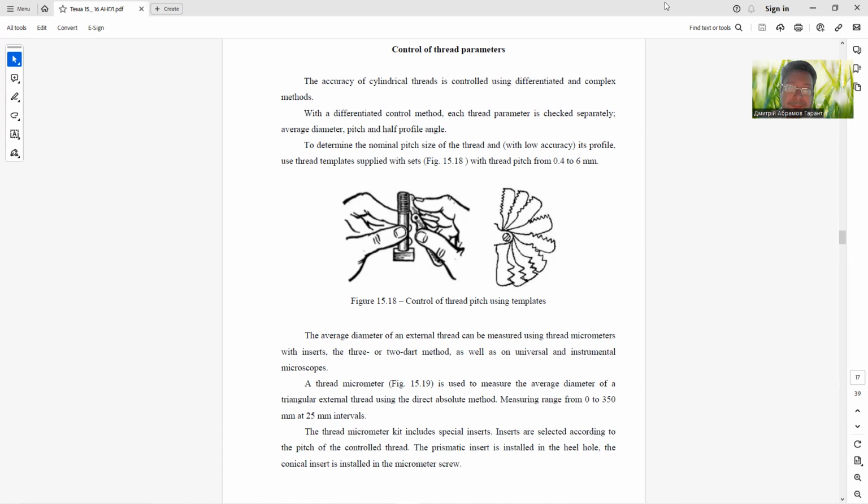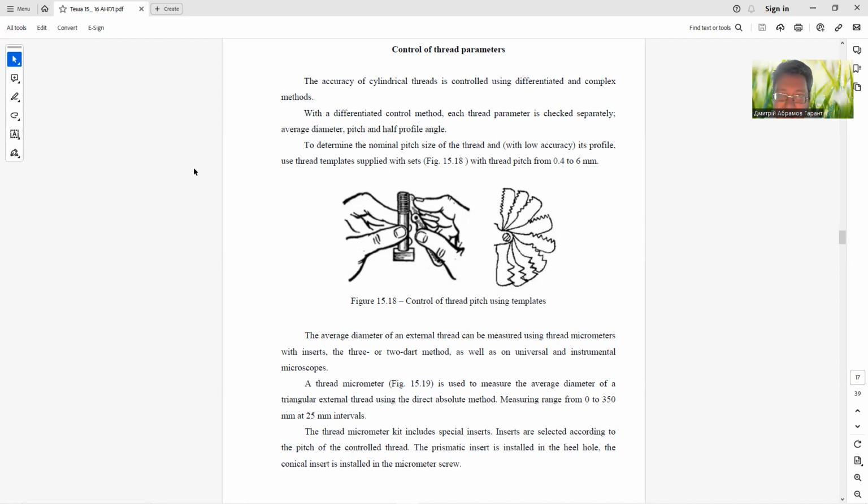So the accuracy of cylindrical threads is controlled using differential and complex methods. With a differential control method, each thread parameter is checked separately: average diameter, pitch, and half profile angle.